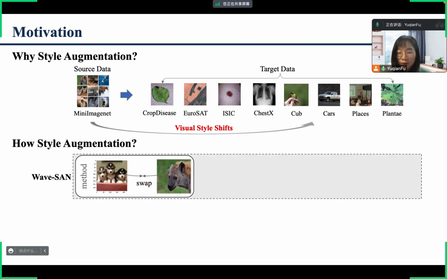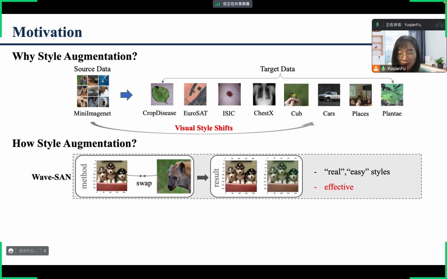As for how to achieve the style augmentation, our previous work WaveSN proposed to randomly swap styles between two source images, like this. Empirically, we show that WaveSN is effective. Such a naive generation method, however, suffers from two limitations.